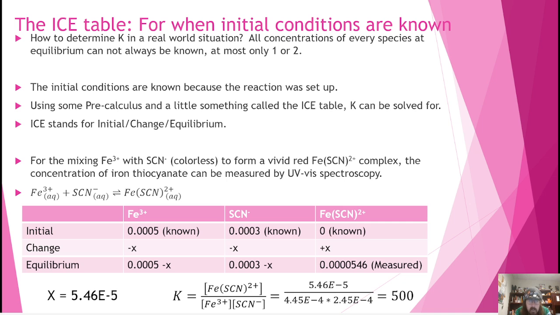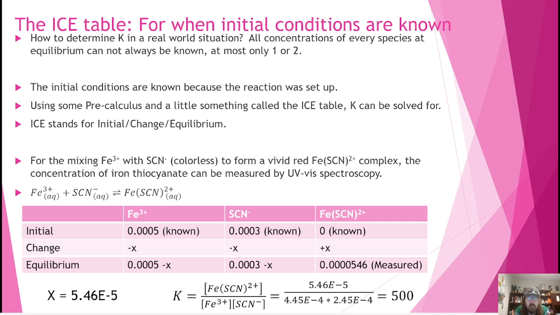As it does so, we can put a generic subtract x from our reactants, where x is some generic number of moles of reactants. And we can add an x into the products, where x is the number of moles of products that will be formed. And equilibrium is just the sum of those two steps. You add the initial to the change, and that will be whatever the concentration will be at equilibrium.